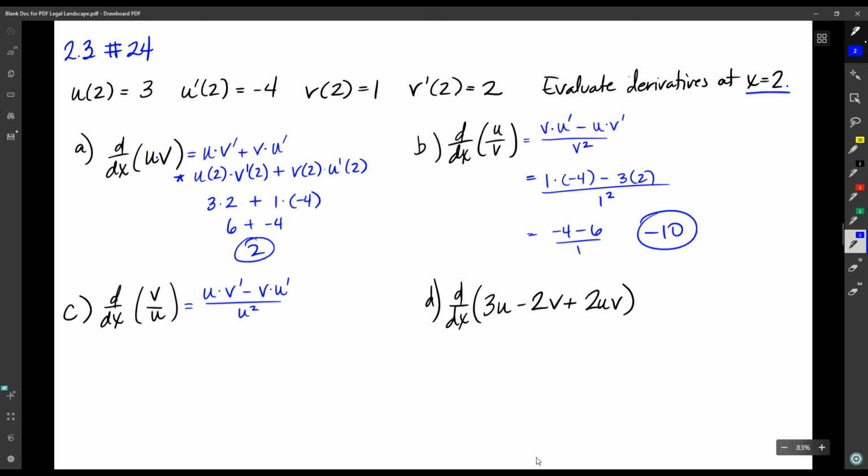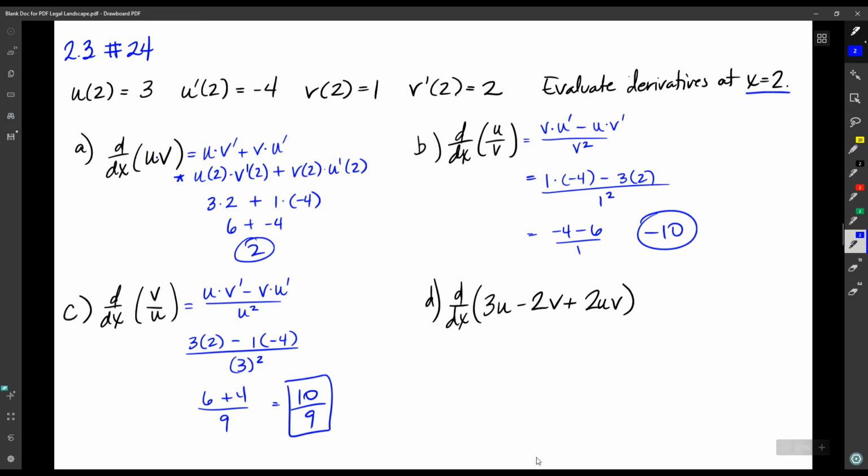So let's do the substitutions. u of 2 is 3, while v prime of 2 is 2, minus v of 2 is 1, times u prime of 2 is negative 4. And then we're over u squared, so u of 2 is 3, and we're going to square it. So we have a 6 plus a 4 over a 9, and that means our final answer here is 10/9.